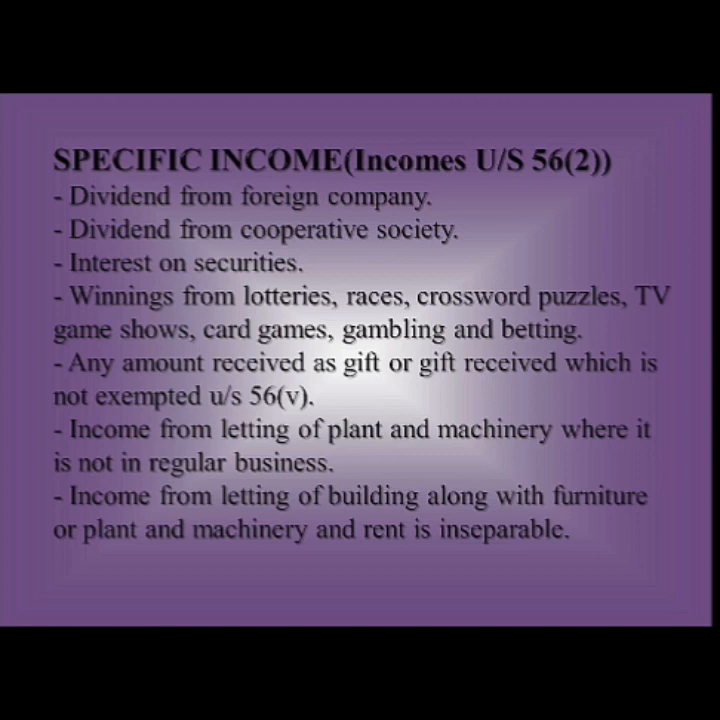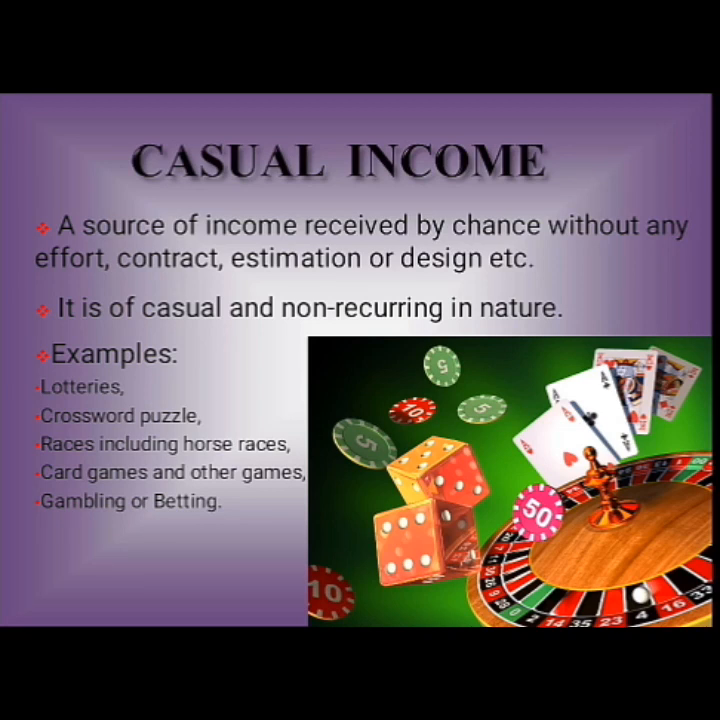Next is casual income. It is a source of income received by chance, without any effort, contract, estimation or design. It is casual and non-recurring in nature. Examples of casual income are lotteries, crossword puzzles, races including horse races, card games and other games, gambling or betting. These are the incomes listed under section 56 subsection 2 of the Income Tax Act 1961 and termed specific income.